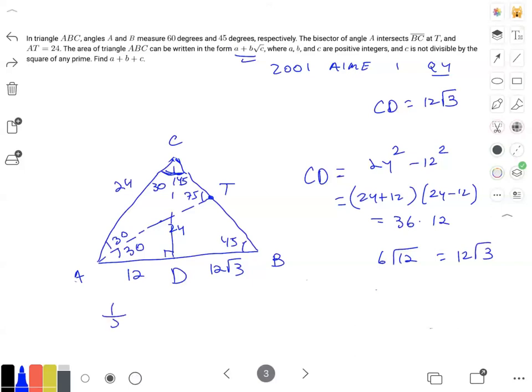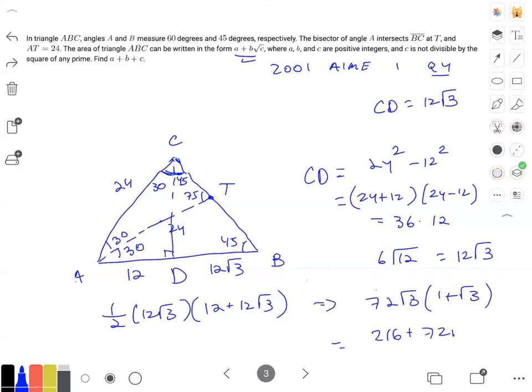So we have that the area is 1/2 times the height, which is 12 root 3, times the base AB, which is 12 plus 12 root 3. So now we are almost done. Let's factor out the 12. So we get 12 times 12, 144, times 1/2, which is 72 root 3, and then we have 1 plus root 3 over here. So we get 216 plus 72 root 3. And then again, it's of this form, so adding, we get 291.